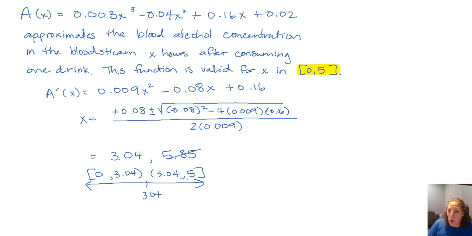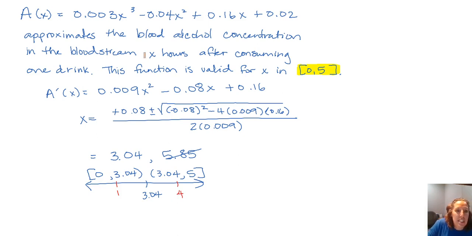And in the context of this problem, it would hopefully make sense that the blood alcohol concentration is increasing right after you consume the drink and then starts decreasing. But let's just make sure that this function follows that trend. So we need to pick something that's between 0 and 3.04. So I'm going to go ahead and use 1. So that would be 1 hour after you consume the drink. And then we'll pick something that's between 3.04 and 5, so I'll stick with 4 hours there.